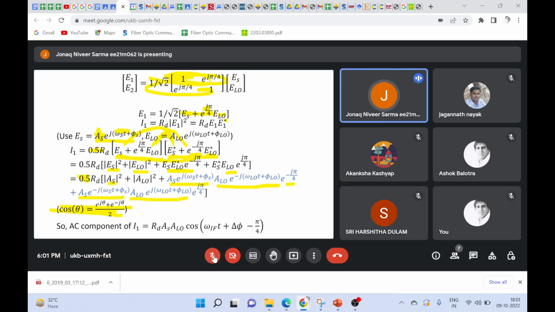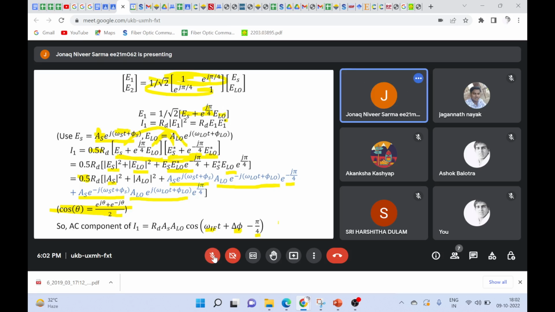So this will come in the form of some constant, AS times ALO times e to the power j theta plus e to the power minus j theta, divided by 2. So you collect all of these, and theta will be omega s minus omega LO, which we have substituted as omega IF by definition. Phi s minus phi LO, we have substituted as delta phi. And minus pi over 4 just stays as minus pi over 4. This is the first part of the first question.